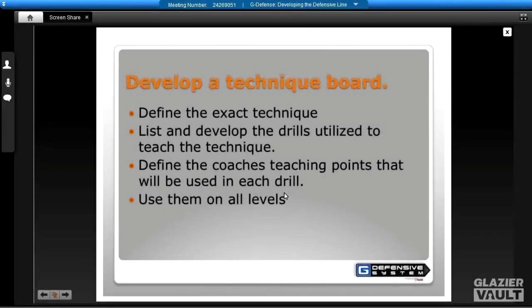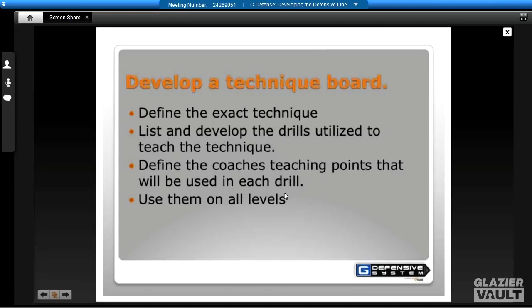When we talk about developing techniques, what I like to do is take all my techniques for each of my defensive positions and put them on what we call a technique board. It defines exactly what the technique is. What are we trying to teach, and how do we want our kids to know it? And then we create a list, and we develop the drills utilized to teach each technique.